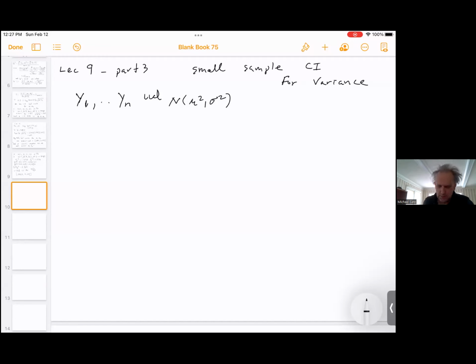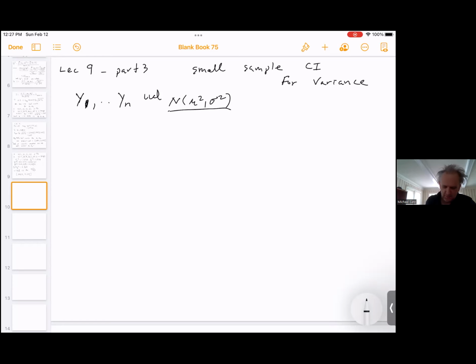We can get a small sample confidence interval for the variance of the population under the normal assumption. So we have to assume the population itself, not just an estimator, but the population is normal. I don't need to estimate mu squared or sigma squared, but I need to assume normality.